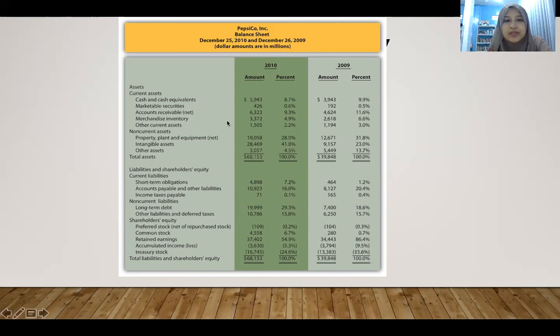So let's say, for example, cash and cash equivalents, 5,943. This is in millions of dollars. We divide by the amount of total assets, which is 68,153, and we multiply by 100. So cash and cash equivalents is 8.7% of the total assets. So it shows the magnitude or the size of specific items as compared to the total base figure amount.